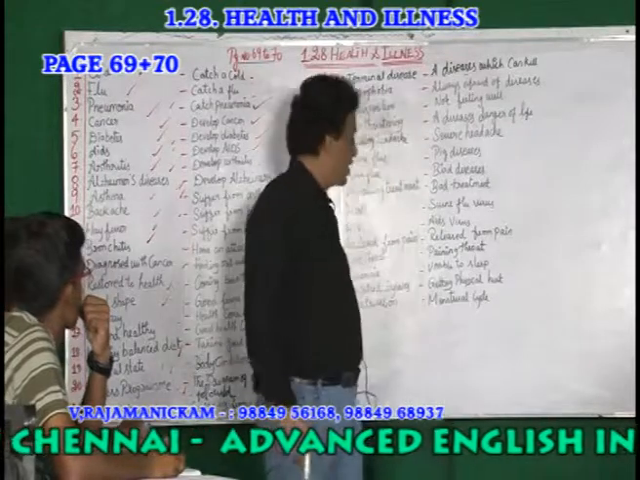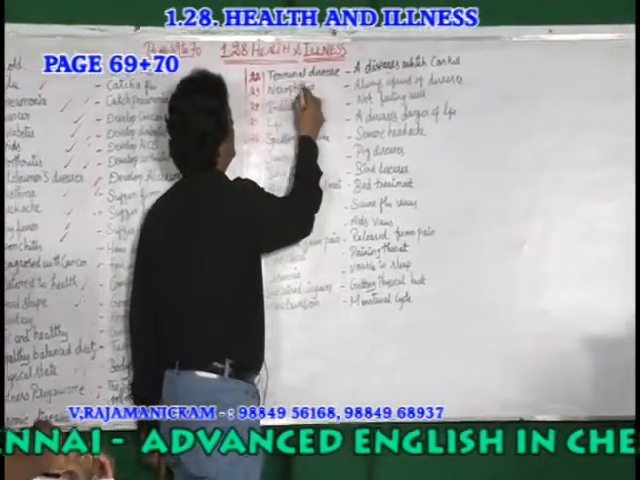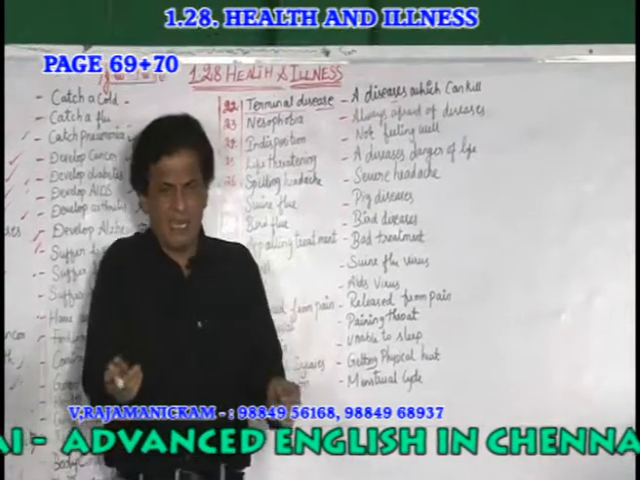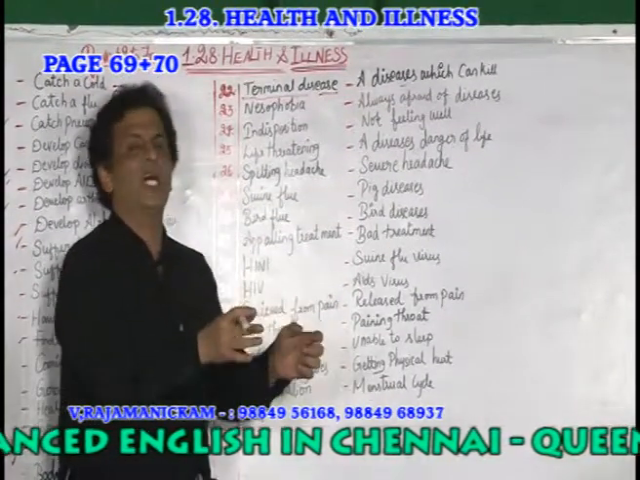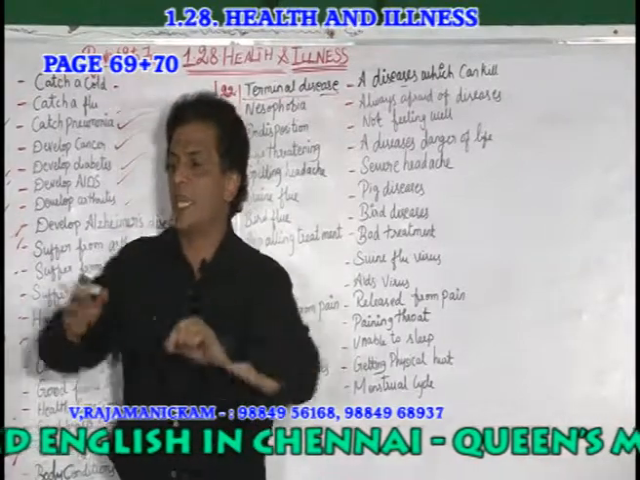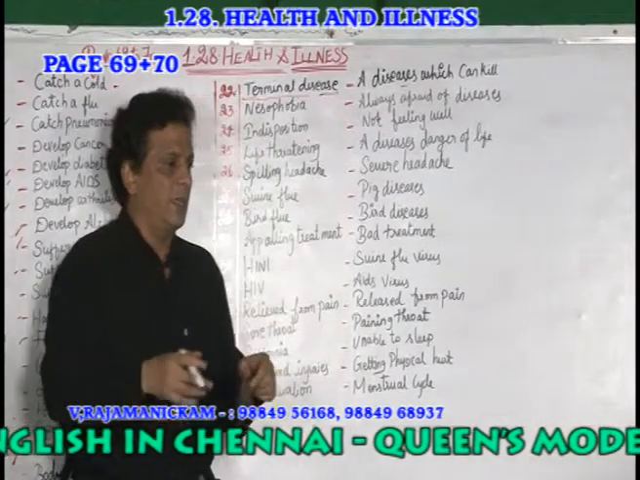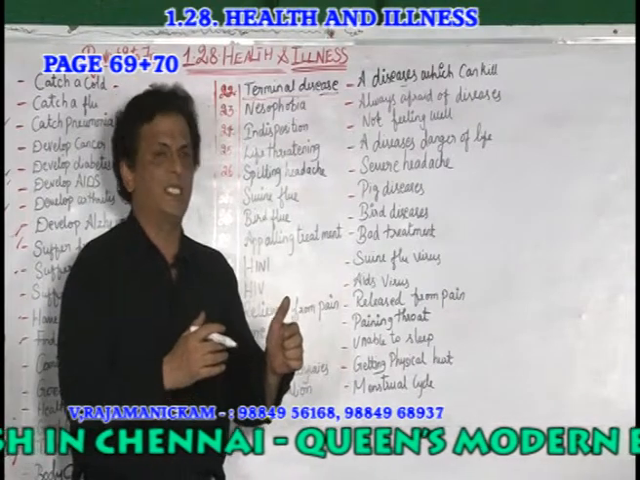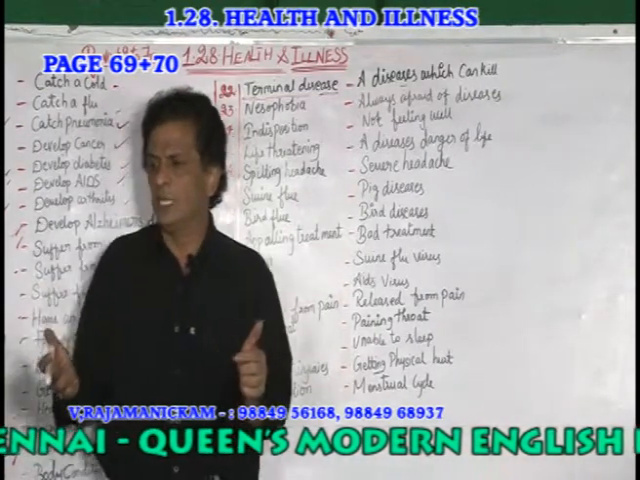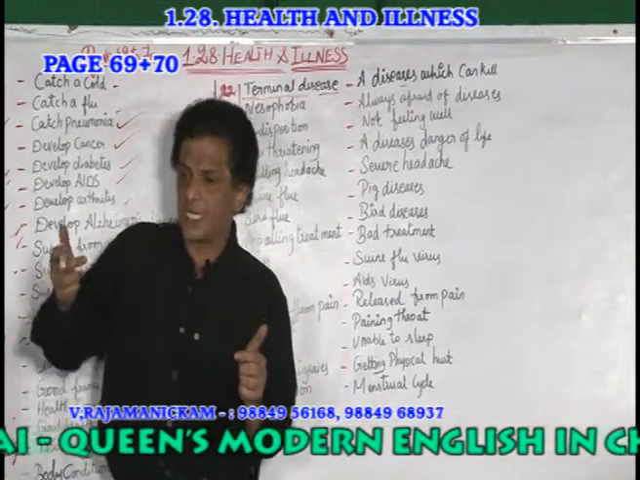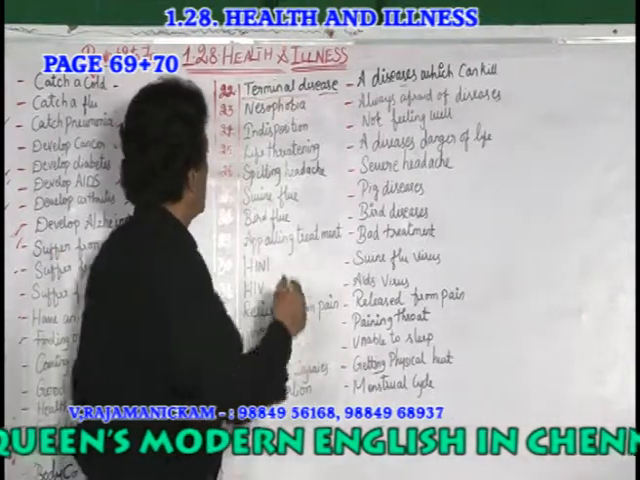And coming back here, terminal disease. What do you mean by terminal disease? A disease which can kill. Your days are numbered. It is very sure that you will die within a particular time, 1 month or 2 months. A patient who is about to die, and that particular disease is called terminal disease. What are the terminal diseases? AIDS is a terminal disease. Cancer is a terminal disease.